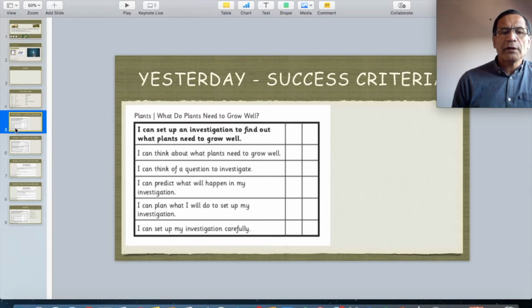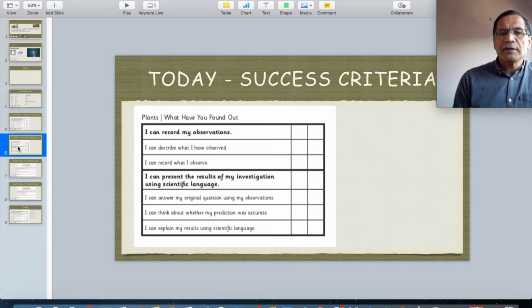And at the bottom, I can plan what I do to set up my investigation. Well, we've started that planning already, and I can set up my investigation carefully. Well, we started it last week. It's fairly simple. We measured the height of certain plants, and we'll do the same again, and you'll see that in the video. And today we're going to follow the same success criteria as last week.